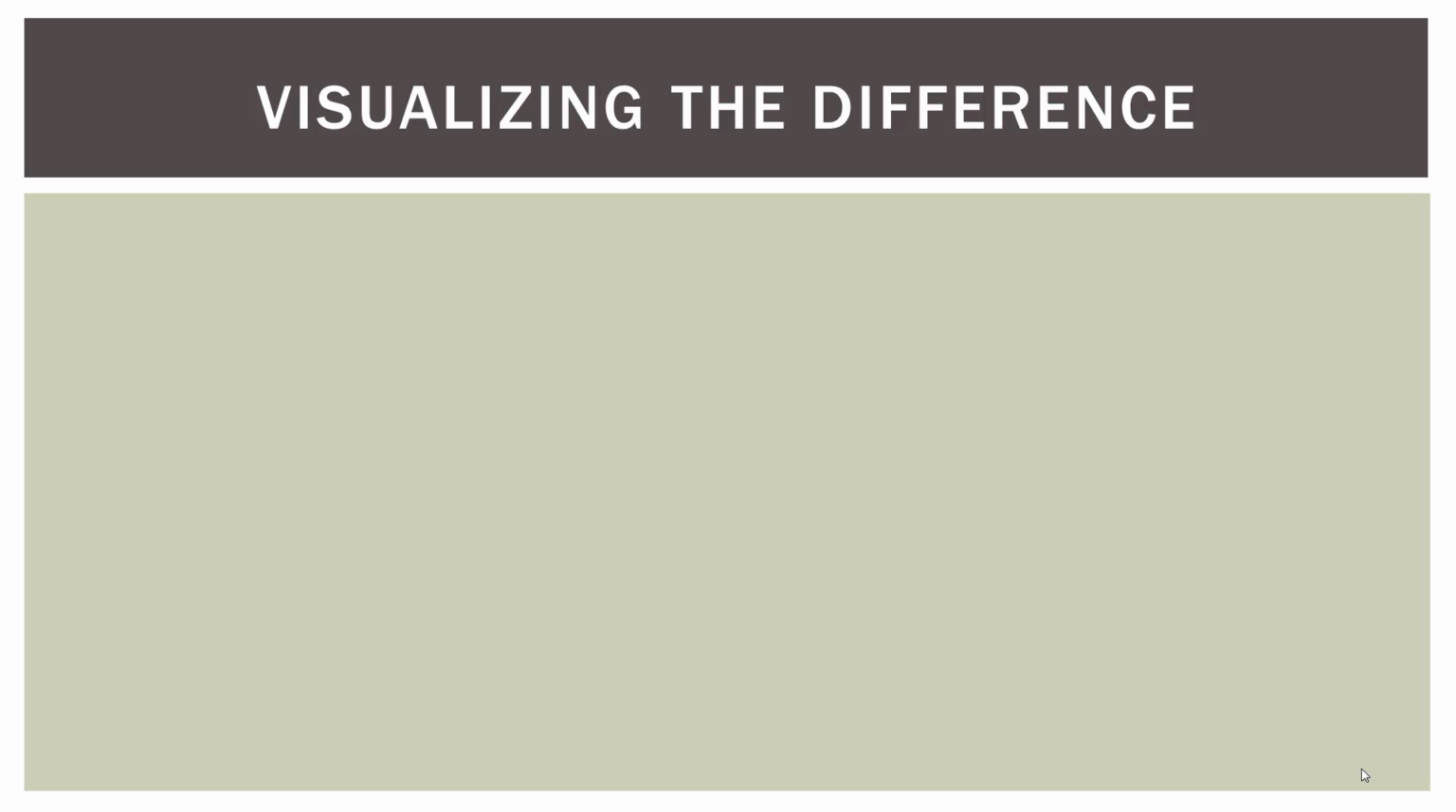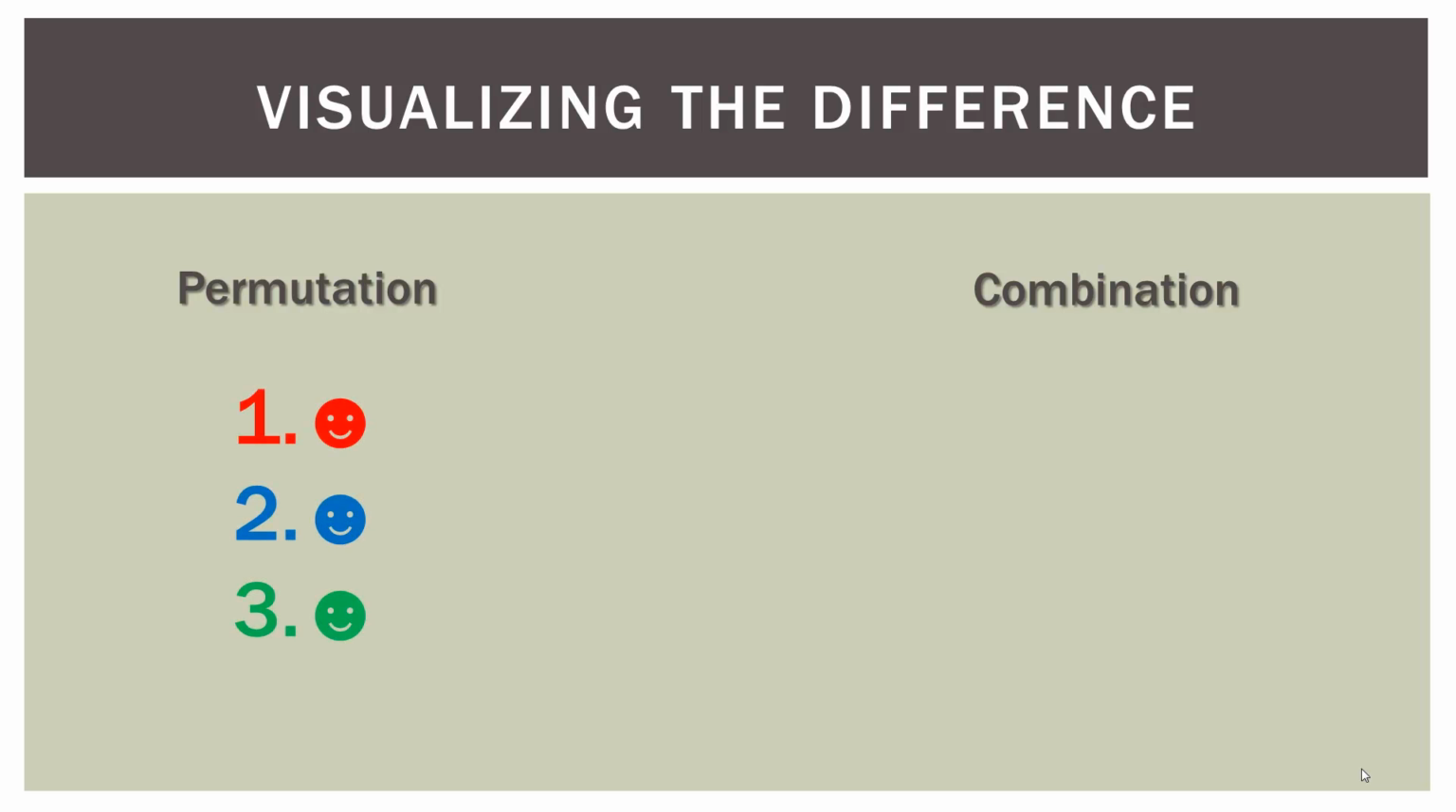So here's how we can visualize the difference. We have permutations on the left and combinations on the right. In a permutation, we have each individual item in an ordered list. So the order matters. The fact that the red smiley face comes first matters, the fact that the blue one comes second matters, and the fact that the green one comes third matters. If we were putting these in some order, how many choices would we have for slot 1? Well, we could have 3. We could put any one of the 3 in that first slot.